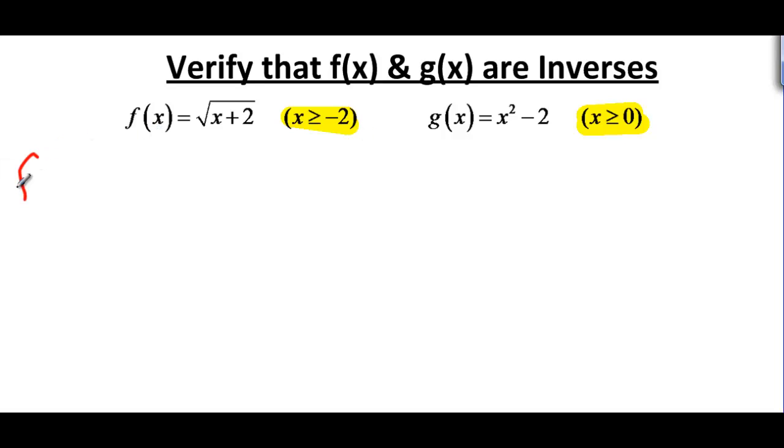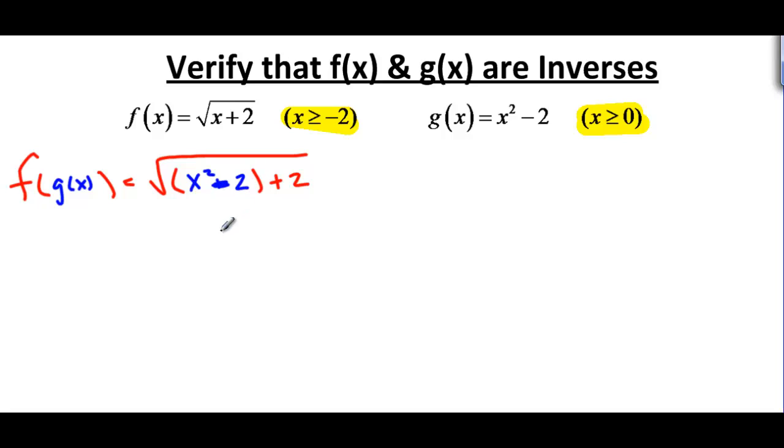Again, my f of x, I take f of g of x. And that's going to equal whatever the f function is. And wherever I see an x, I'm just going to put parentheses. And then afterwards, I'm going to input whatever the g function is, x squared minus 2. And now I'm just going to do the algebra. This gives me the square root of x squared minus 2 plus 2, which is just x squared. And the square root of x squared is just x, which is good.